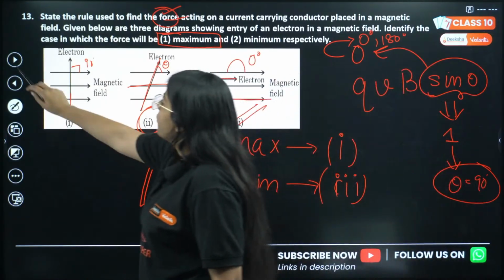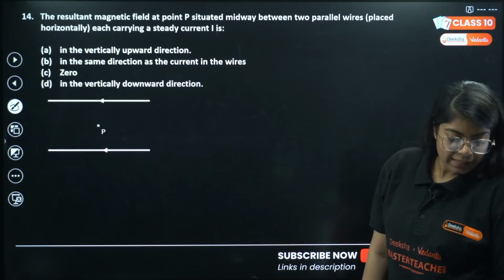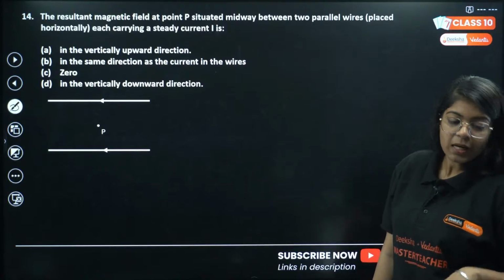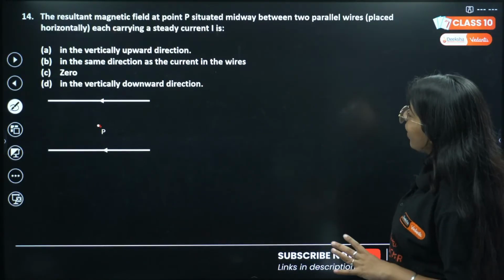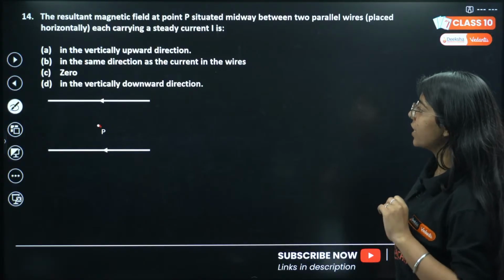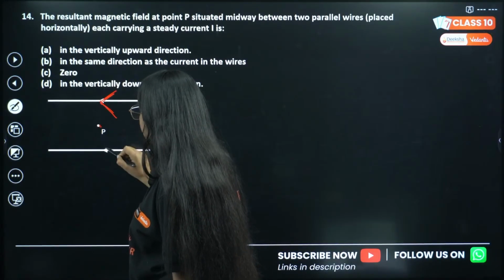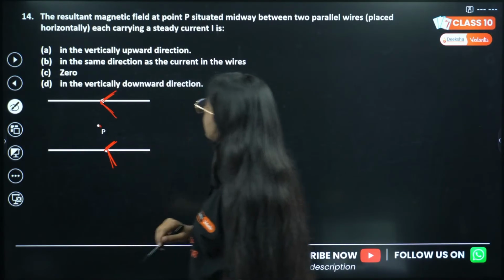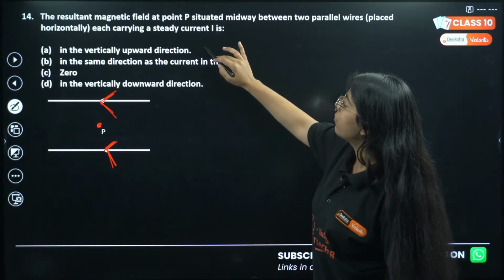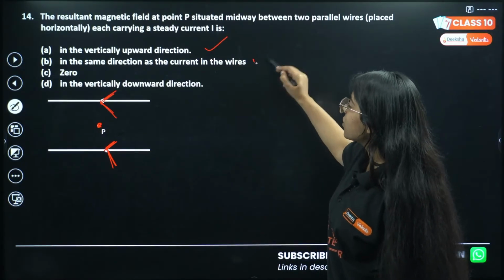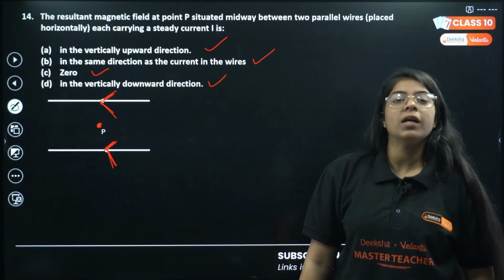Correct? Okay, 14th question, again a very good question. The resultant magnetic field at point P, situated midway between two parallel wires placed horizontally, each carrying a steady current I, is. So in both these wires the current is in the same direction. Now we need to see the resultant magnetic field at this point P. Will it be in the vertically upward direction? Will it be in the same direction as the current in the wire? Will it be 0 or will it be in the vertically downward direction?